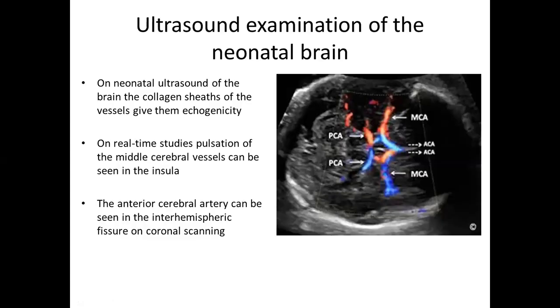Ultrasound examination of a neonatal brain. On ultrasound, the collagen sheets of the vessels give them echogenicity. On real-time studies, pulsation of the middle cerebral artery can be seen in the insula, and the anterior cerebral artery can be seen in the interhemispheric fissure on coronal scanning.